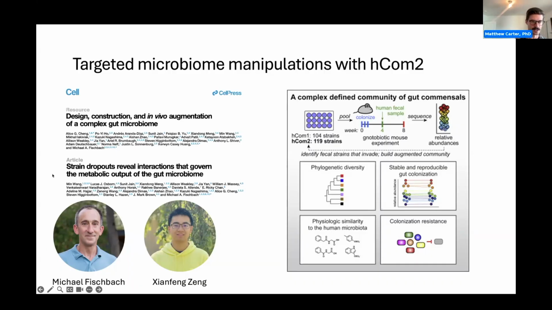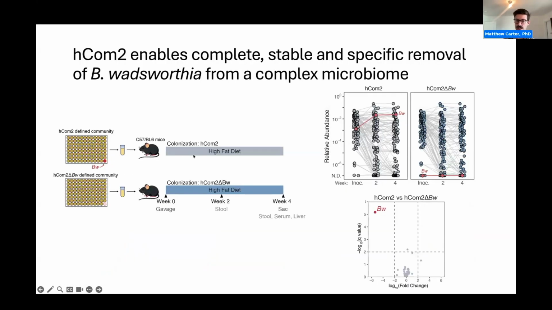And so there was another great Cell paper from Michael's group where they actually did some of this preliminary work of looking at what happens to metabolism in the community when you remove individual members. And so I worked with a postdoc in Michael's lab, John Fung, who helped me assemble these communities with and without Bilophila. So there's basically a full HCOM community, and then a full HCOM community delta Bilophila.